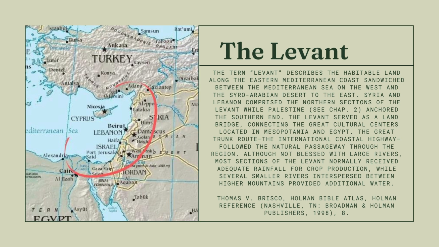The next, you have the Levant. The term Levant describes the habitable land along the eastern Mediterranean coast, sandwiched between the Mediterranean Sea on the west and the Syro-Arabian Desert to the east. So you have Syria and Lebanon that comprise the northern part. You have Palestine, and it goes down into, you'll see from this map, from Turkey in the north to Egypt in the south. This is the Levant.